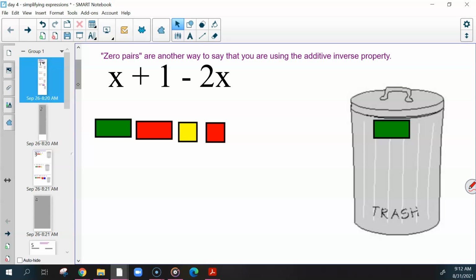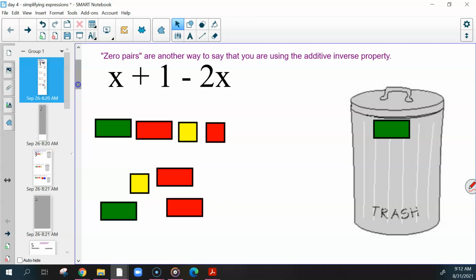Tell me, how would I model this entirely? We're gonna have two negative red rectangles, and then a small yellow one, and then one regular x. So yours should look something like this: 1 positive x, 2 negative x's, 1 positive 1.